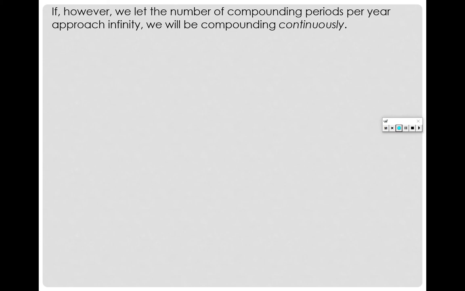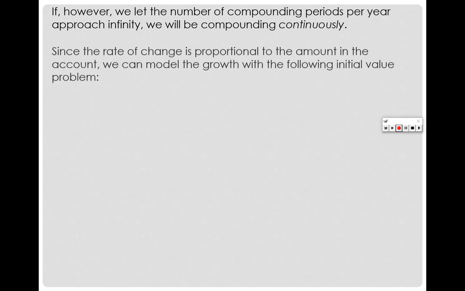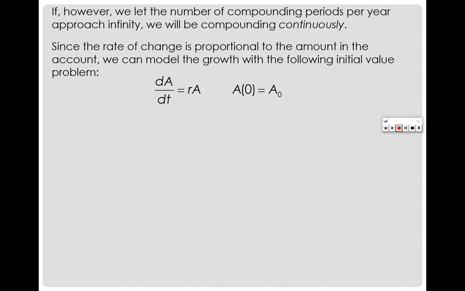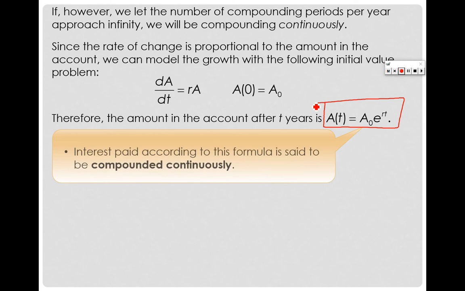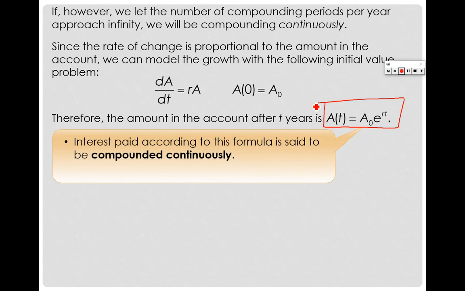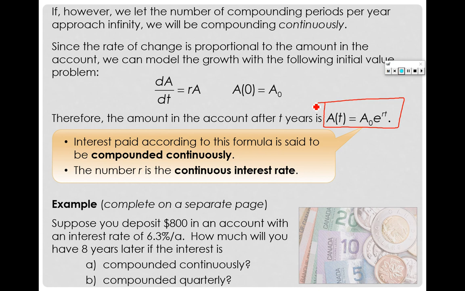If, however, we let the number of compounding periods per year approach infinity, we will be compounding continuously. Since the rate of change is proportional, this is the version of the equation that I suggest because it's much simpler. So if you're doing a continuously compounding money situation, this one would be compounded continuously. And the R is the continuous interest rate. You can use the other one, but the e one is much easier to use. Oh, and here comes a couple of examples.